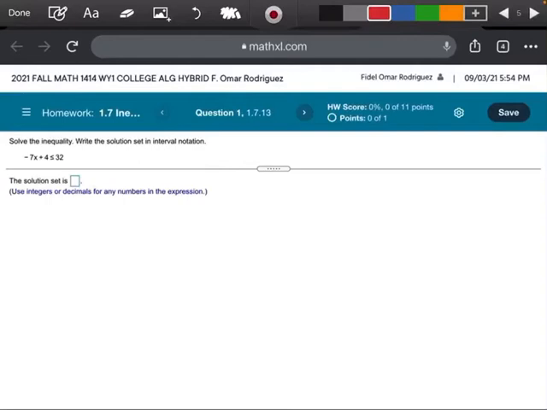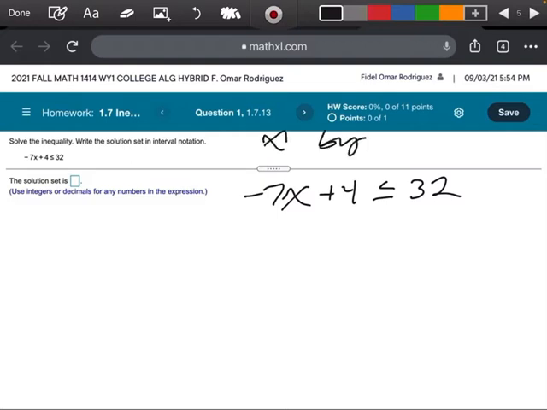All right, so guys, this is number 1 out of section 1.7, dealing with inequalities, and it says solve the inequality, write the solution set in interval notation. Okay, so let me get my pen here. So we have negative 7x plus 4 is less than or equal to 32. So remember, I'm going to solve this just like I solve an equation. I'm trying to get the letter x all by itself.